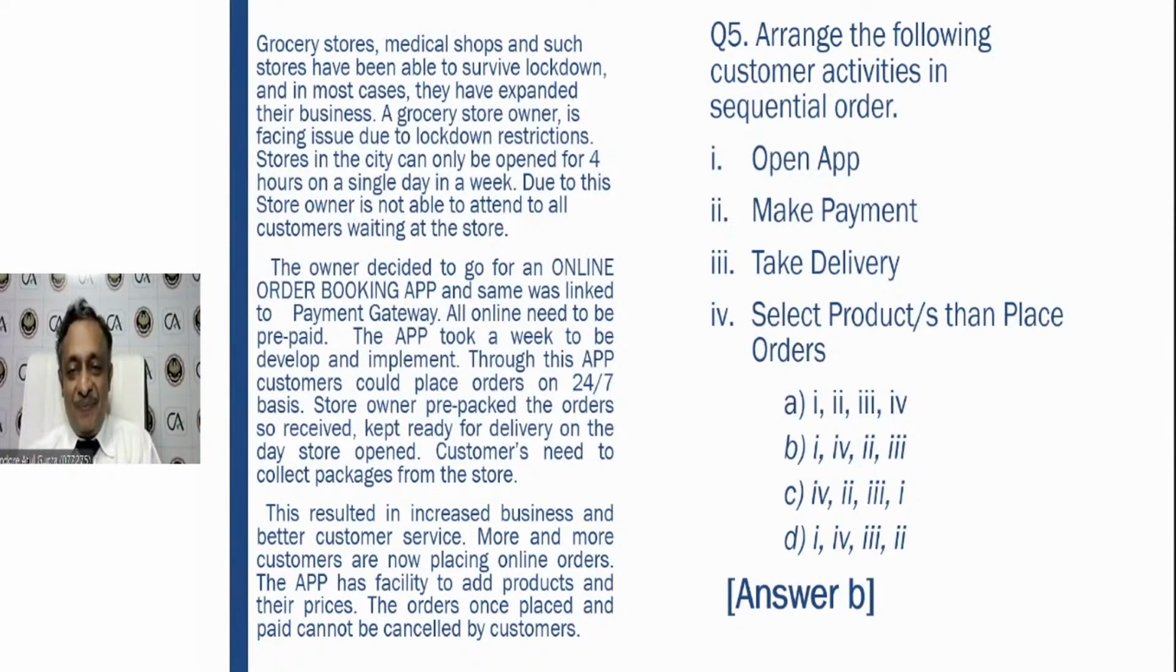Please read it. Question 5 is: arrange the following customer activities in sequential order. First is open the app. Second is make the payment. Third is take delivery. Fourth is select products, then place order. So 1, 2, 3, 4, you have to make them in correct order. The answer has already come. So let me read the correct order. Open the app. Then fourth, select products, then place order. Second, make payment and then take delivery.